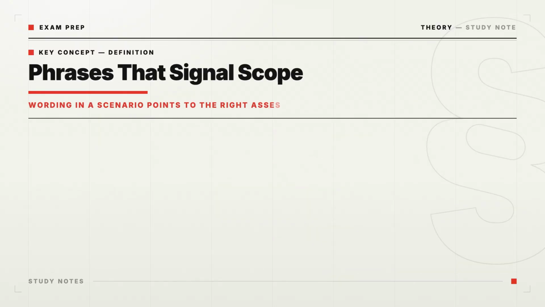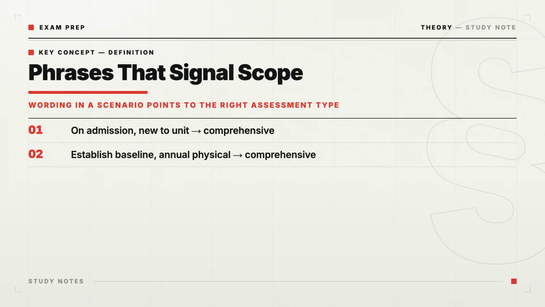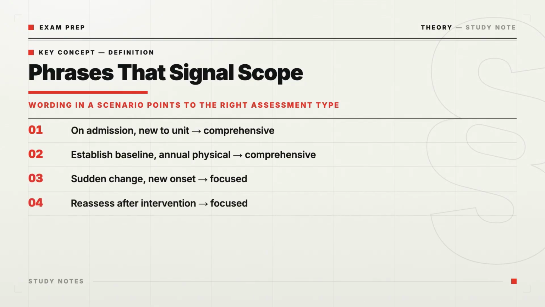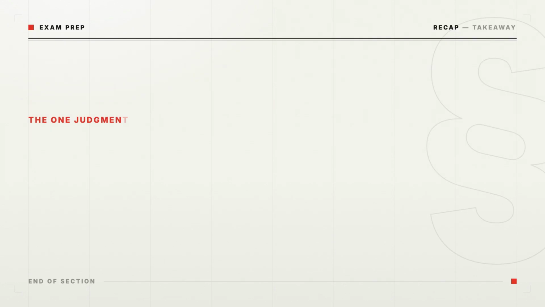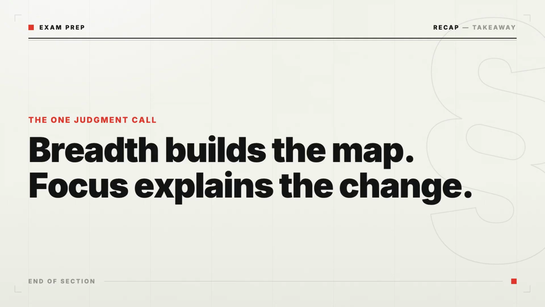Certain phrases steer you toward one scope or the other. On admission, establish a baseline, or annual physical point toward comprehensive, while sudden change, new onset, or reassess after an intervention point toward focused. A comprehensive assessment builds the map, and a focused assessment inspects one region of it when something changes. The key question in any scenario is simple. Does this moment call for breadth or for depth on a single problem?